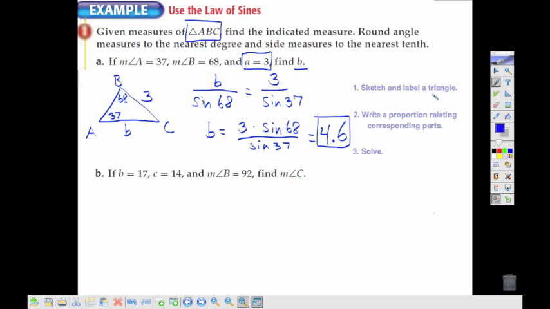So the steps we did, we sketched and labeled the triangle. We wrote a proportion then relating the parts. That proportion is basically our law of sines formula, and then we solve it.